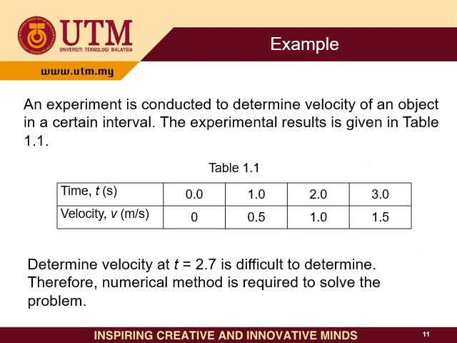Another example here also shows why numerical method is required. You can see the experiment conducted here, and they provide you a table 1.1, where you have your time 1, 2, 3, and your velocity for each time. Let's say the question asks for the velocity at time 2.7, which we don't have here. The time 2.7 is between 2 and 3, but it is difficult to determine. Therefore, numerical method is required to find the approximate velocity at t equals 2.7.